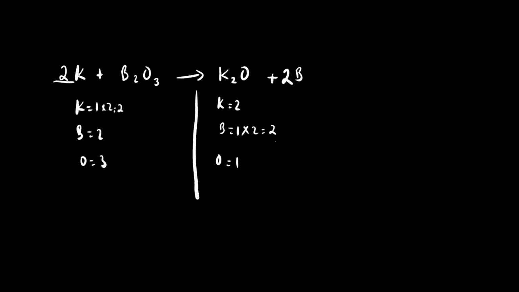And now to balance the oxygen, we have 3 on the left, 1 on the right. Least common multiple of the 2 is 3. So we need a coefficient of 3 in front of the potassium oxide. And so now we have 6 potassium and 3 oxygen. So we've balanced the boron, we've balanced the oxygen, but now we have to go back and balance the potassium. And we do so by introducing a 6 here. So now our equation is balanced.